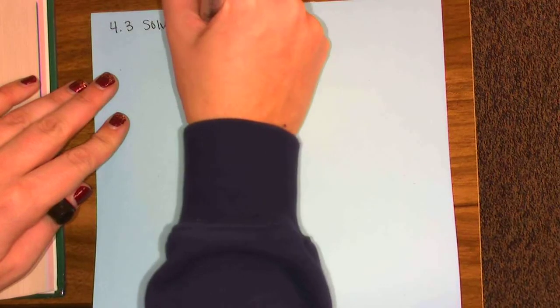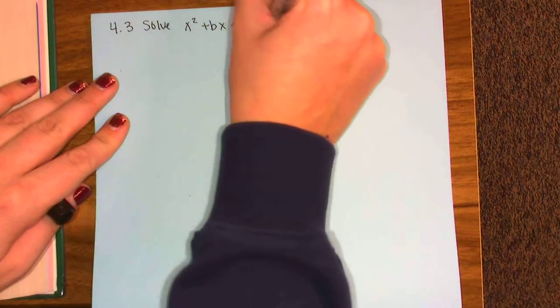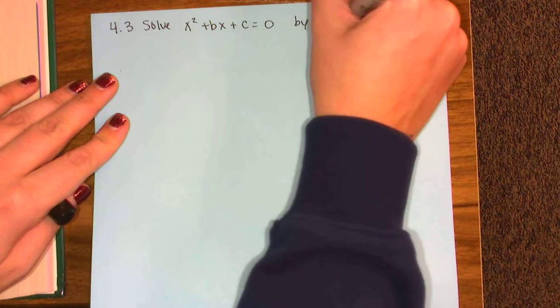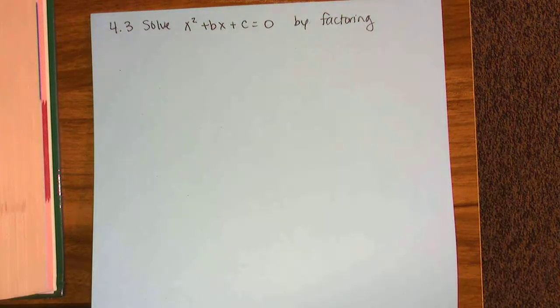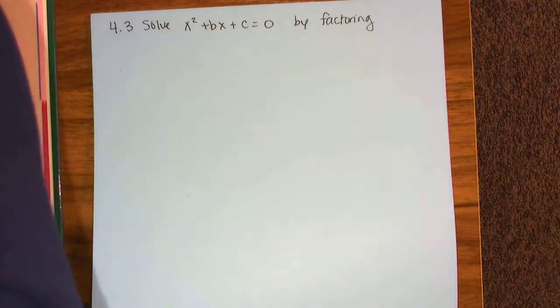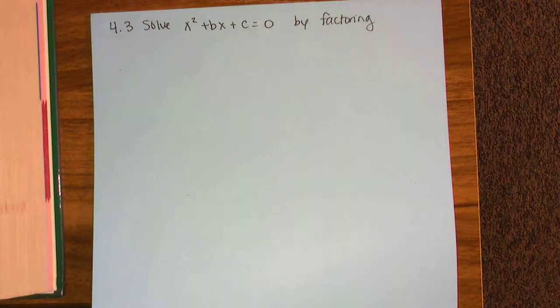4.3, solve x squared plus bx plus c equals 0 by factoring. Notice these are going to be the easy ones. There's nothing out front here, it's just a 1 there, so these are the easiest type of factoring, which you should recognize from Algebra 1. But this is kind of a refresher, maybe getting a little bit more in-depth with them. It would have been near the end of Algebra 1, so hopefully you remember those.